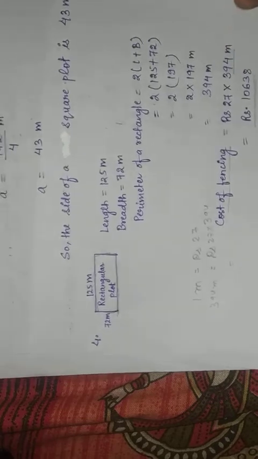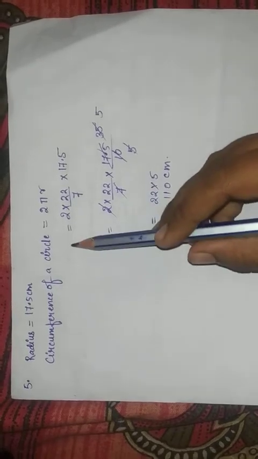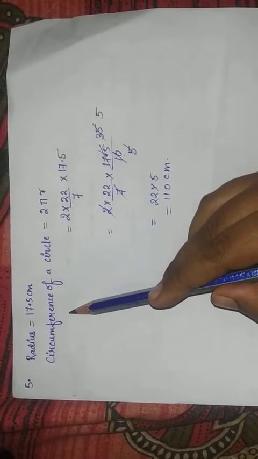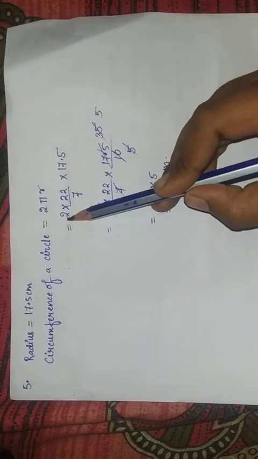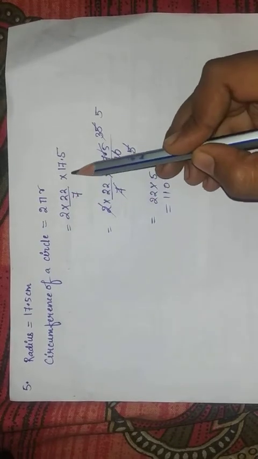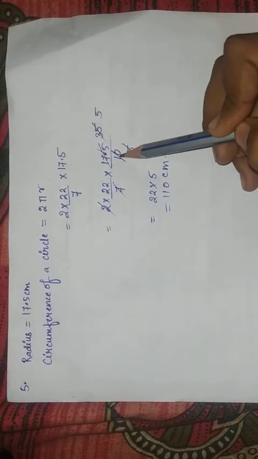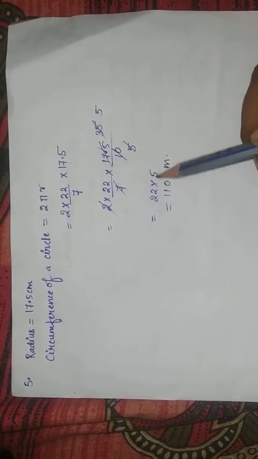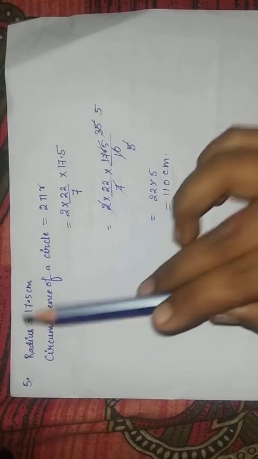Okay. Then question number 5. The radius is given. You have to find the circumference. Okay. So 2 pi r. 2 into 22 by 7 into r. 22 into 5 is equal to 110 centimeter. This will be your radius.